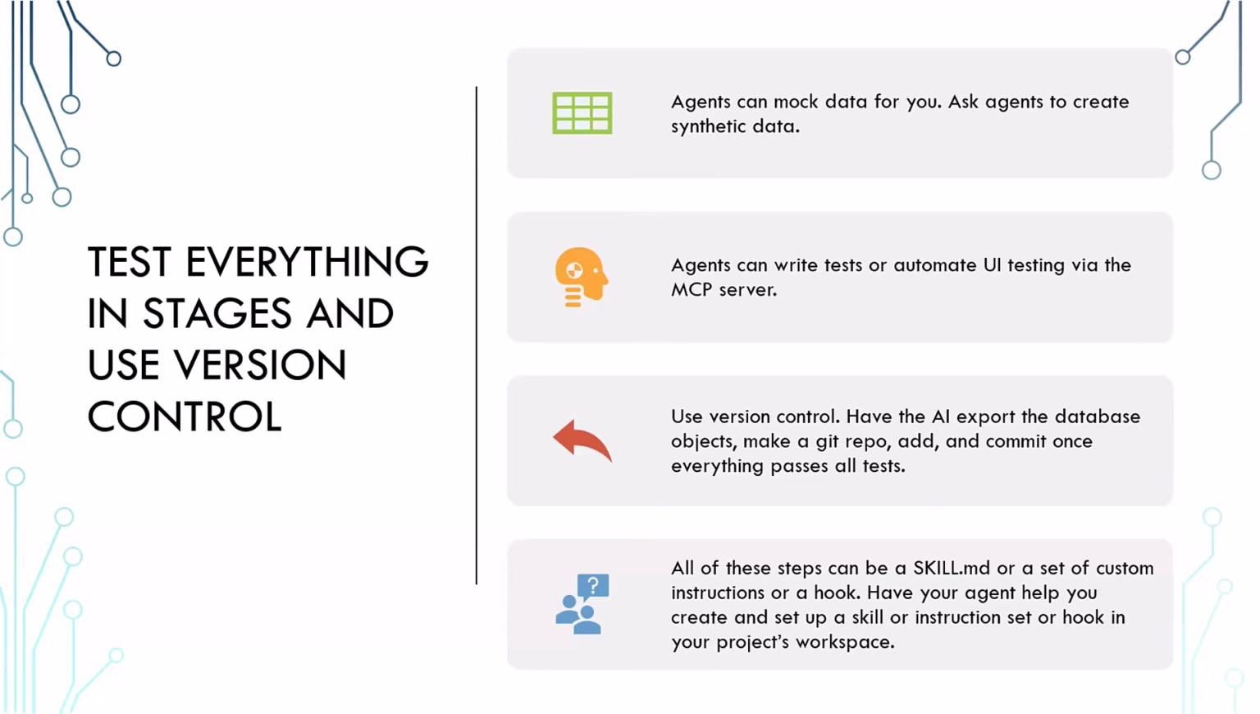And for those three steps, you can also tell the agent, hey, let's automate this. Let's create a skill or a custom set of instructions or a hook to do these things, and they'll help you do it.